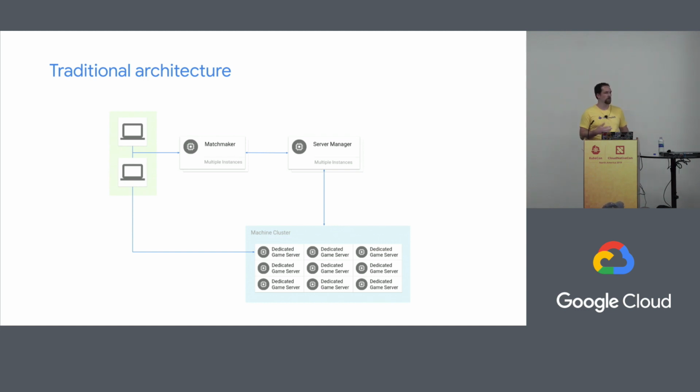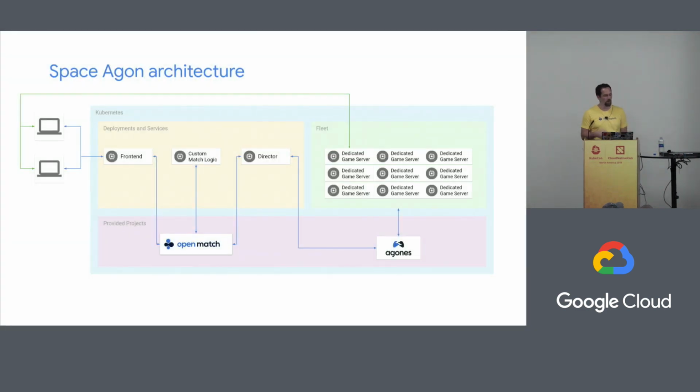Now, wouldn't it be great if we were building a new game and we didn't have to rebuild all of this from scratch? There are lots of pieces here that should be reusable across games. And two of those that we're going to talk about today are a matchmaking framework called OpenMatch and a sort of server manager called Agones. And what we end up with in the architecture for the game that we just showed is that the stuff at the bottom in pink are the frameworks that you get to reuse. These are open source frameworks.